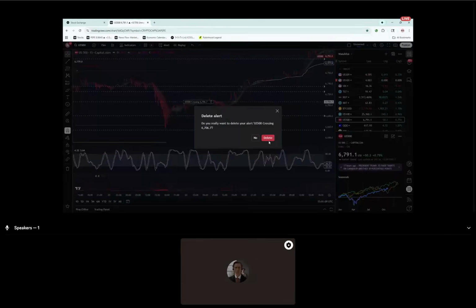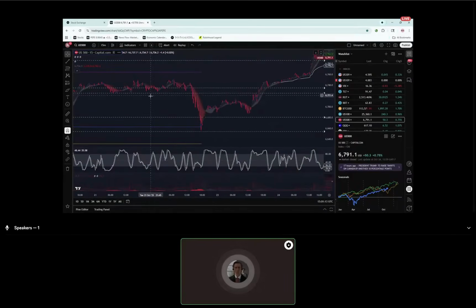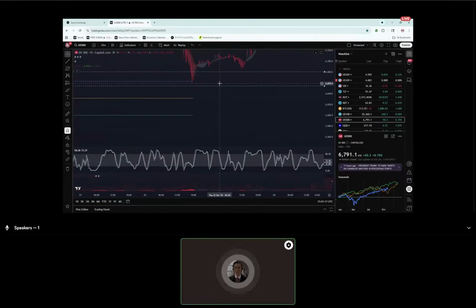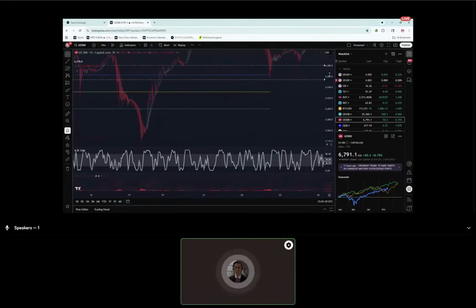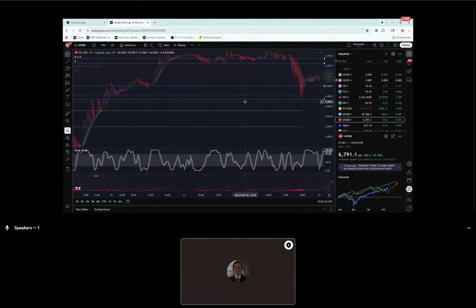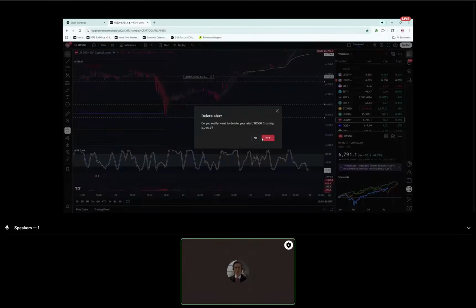Sorry, there's so much noise here. And previous support, okay. This is another important one. This is really important. How to know when to take profits, okay? I'm trying to find a good part in the chart here. Okay, this is perfect right here. This is another important one.